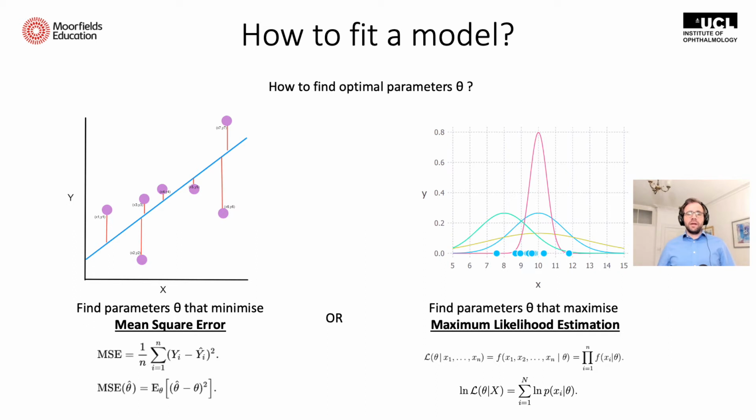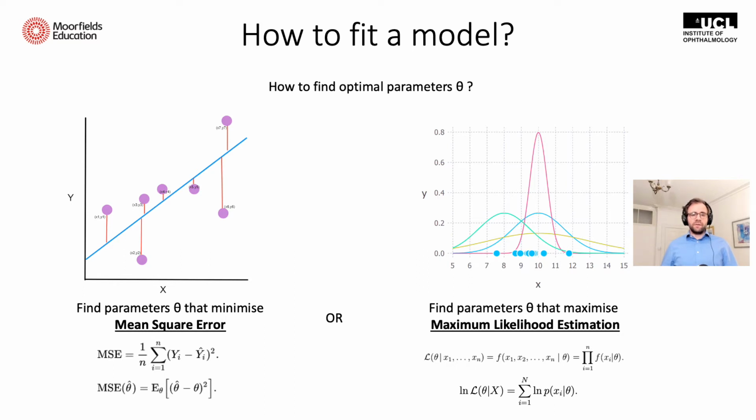We square the errors because some of the red lines are below the blue line, so they're negative. We don't want the positive and the negative red lines to cancel each other out. So we square them, and then we take the mean of them. That's the mean square error. And as I said, we're trying to find the parameters theta, the slope and the intercept, which will minimize this mean square error.